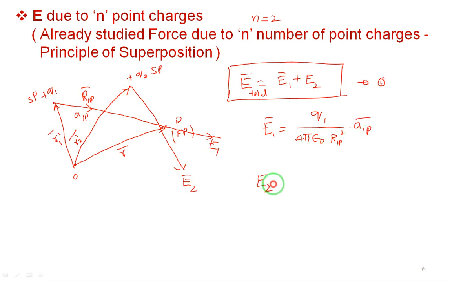Similarly you can write the E2 vector. Here the source point is Q2, so Q2 by 4 pi epsilon naught, the distance between Q2 and P, let me call it R2P, just like R1P. I am writing R2P square into A2P, right? So calculate E1, calculate E2 and add them, and you will get the total electric field intensity acting at point P due to the other charges. Here the other charges are 2 charges, it can be a number of charges also. I hope you understood this.